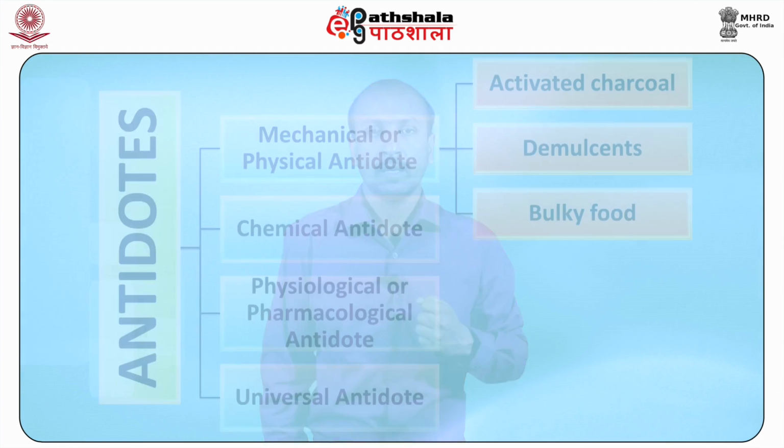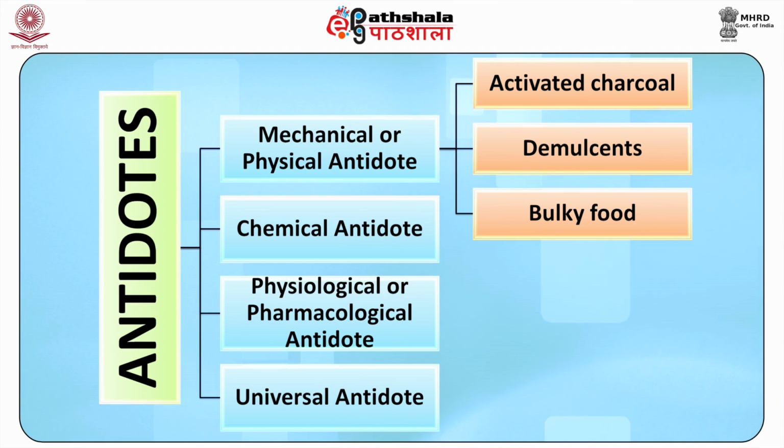Now, the mechanical antidotes. The mechanical antidotes counteract the effect of poison mechanically, preventing their absorption without inactivating the damaging action of poisons. These antidotes retard the absorption of poison by mechanical action. They are further subgrouped as follows based on their functions. The first is activated charcoal, second demulcents, third bulky food.